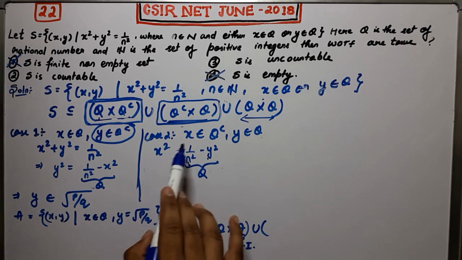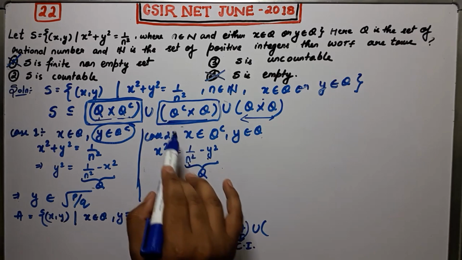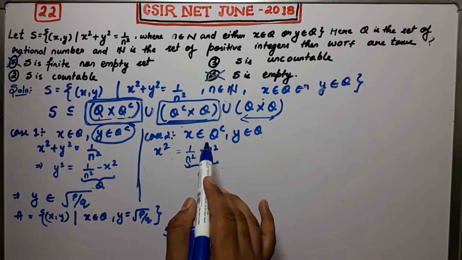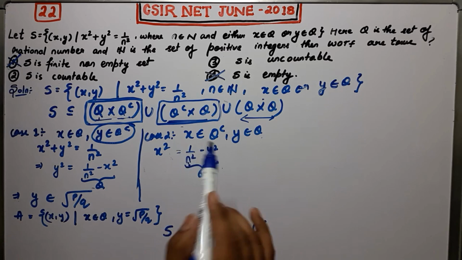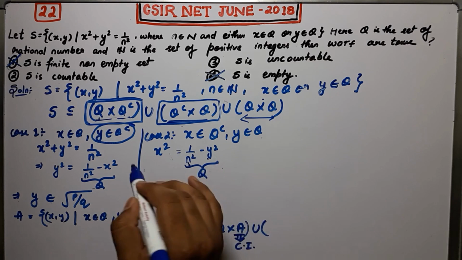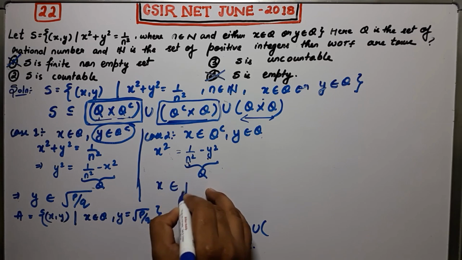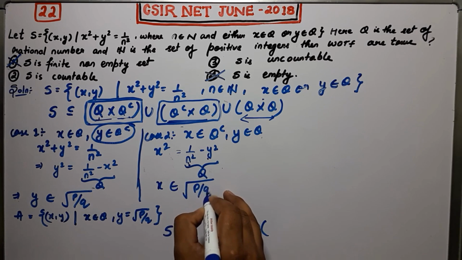Now you are taking X from the set Q complement, that is, the set of irrationals. But you don't have to take all the irrationals. What do you have to choose? You have to choose all those members whose square is a rational number. So X will always be of this type.